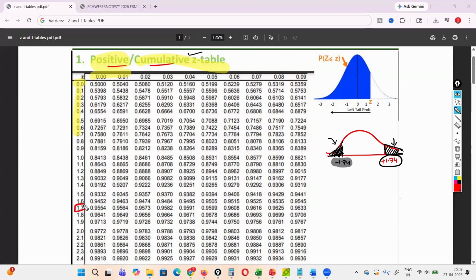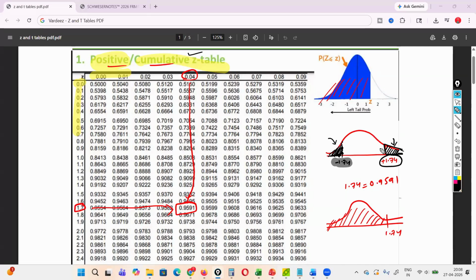So we have 1.7 here and 0.04 here, and wherever they intersect, this is going to be the value. Positive 1.74 is 0.9591. Now, this is the value, as you can see here, to the left of it. So if I draw it here, it's going to look something like this. If I take positive 1.74, 95% is this area.